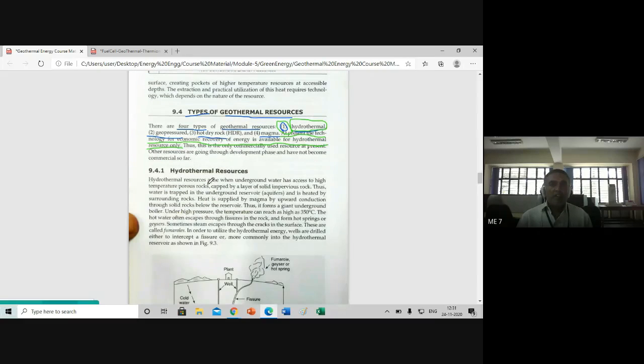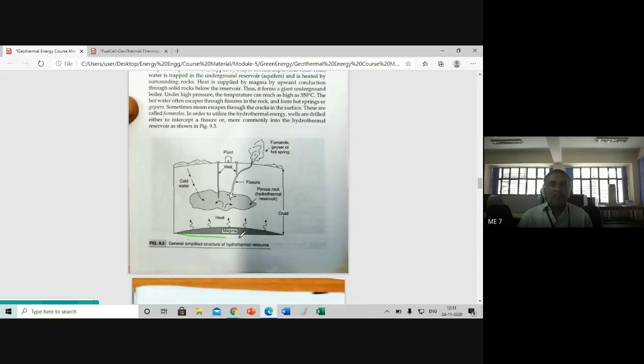Now coming to this hydrothermal, one by one. So now look at this hydrothermal resource. This is the Earth surface I have shown in the previous class. Here the heat region is there. It is coming like this, and this is the well, and this is the plant. Steam is taken here and here, and electrical energy is produced.